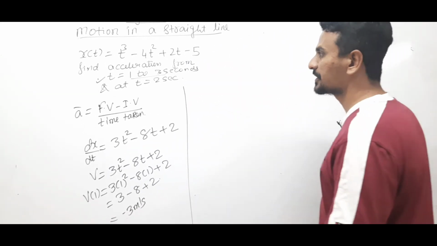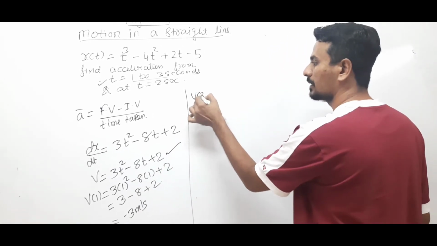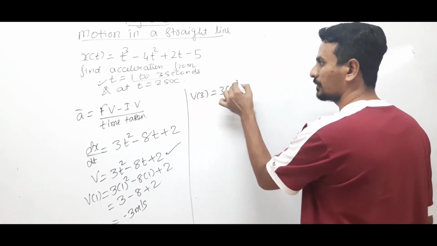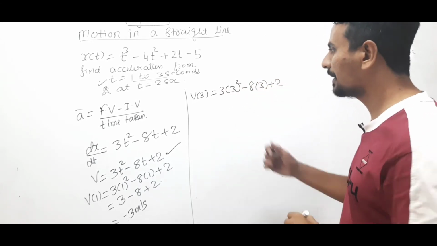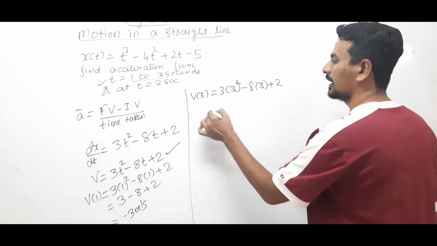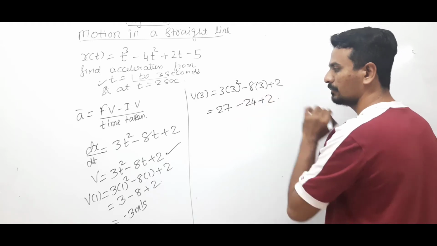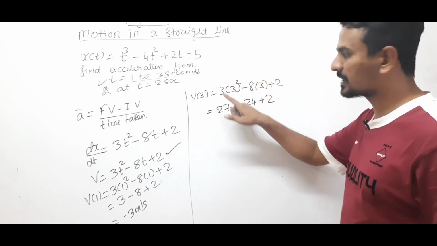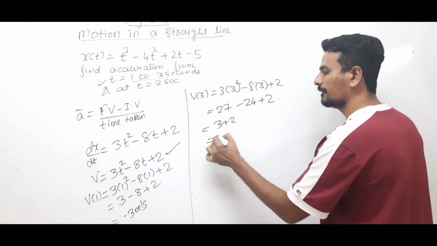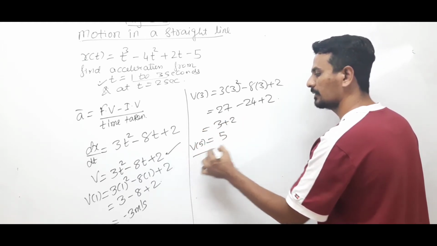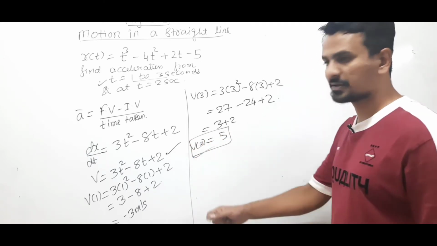Now substituting t equals 3 in this equation, we get 3 into 3 squared minus 8 into 3 plus 2. This will be my final velocity. 3 squared is 9, 9 into 3 is 27, minus 24 plus 2. So this will be 3 plus 2, 5. So final velocity is 5. Initial is minus 3.